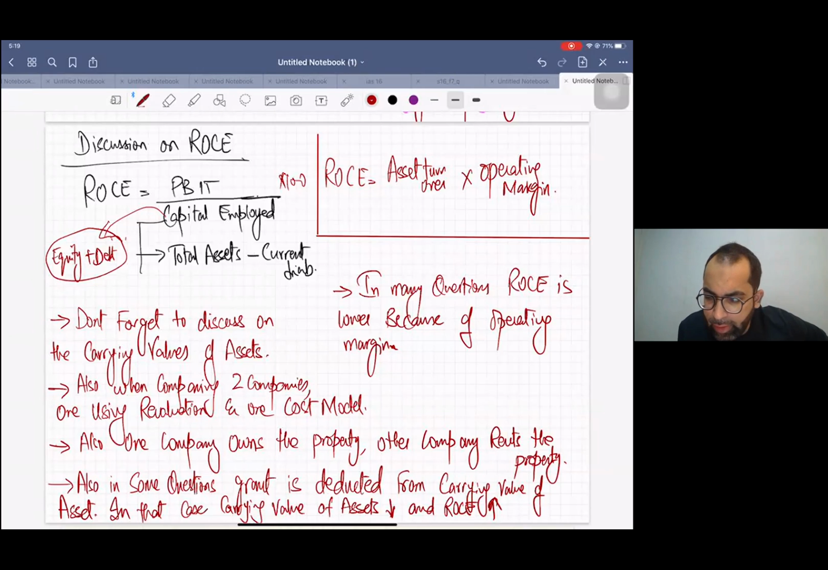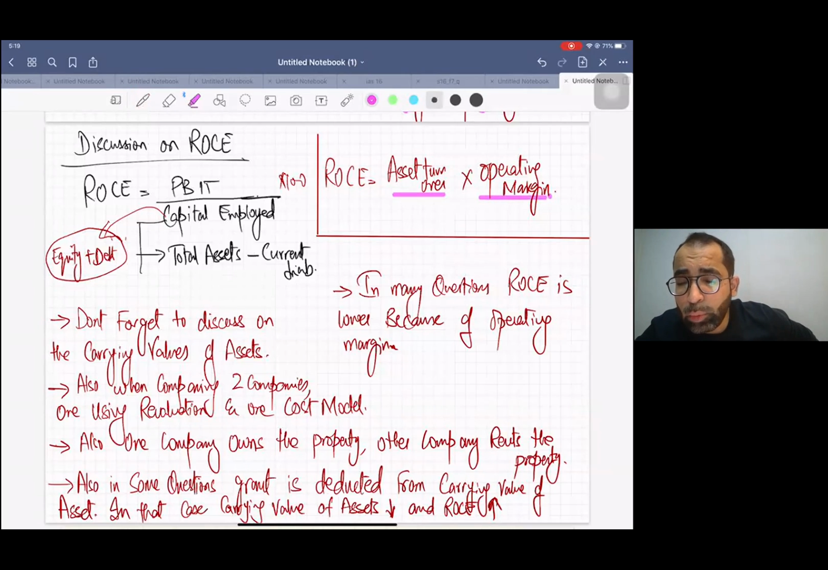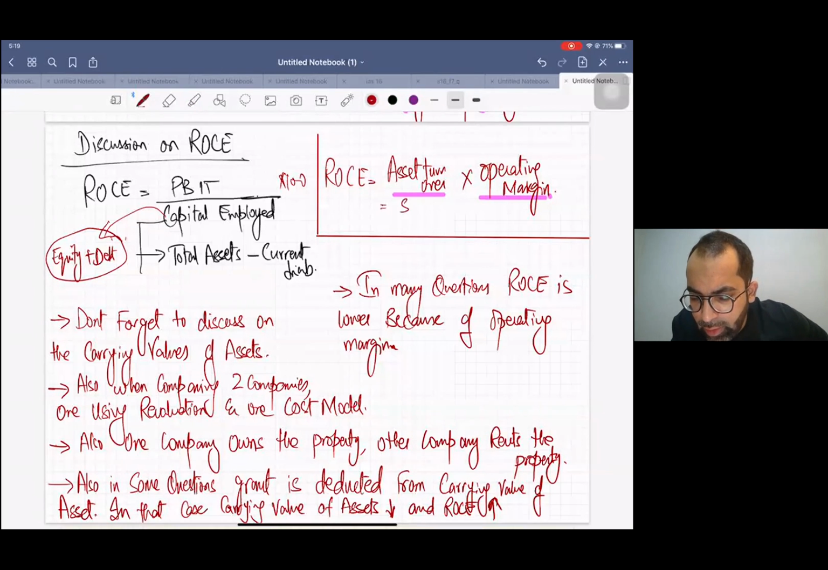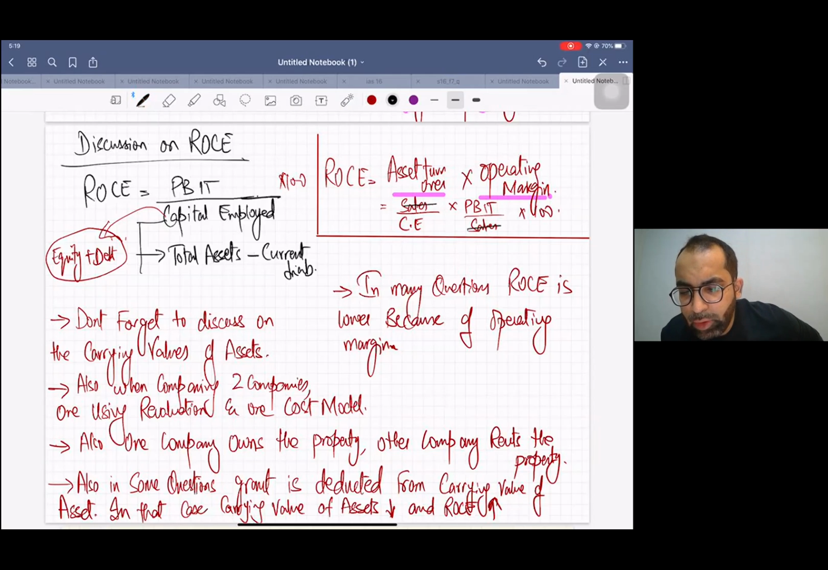You might have studied this relationship. ROCE, return on capital employed, is the product of asset turnover and operating margin. If you remember the formulas, I can prove it. Asset turnover is sales divided by capital employed, CE, and operating margin is PBIT upon sales times 100. If you cancel sales and sales, obviously you will get PBIT upon capital employed into 100. So this formula is valid.